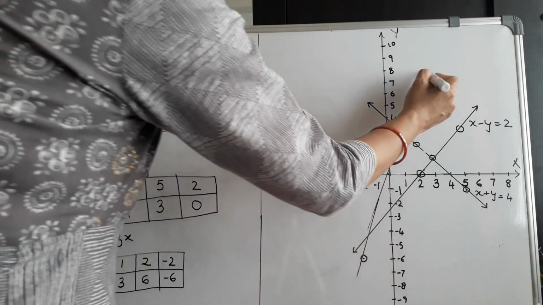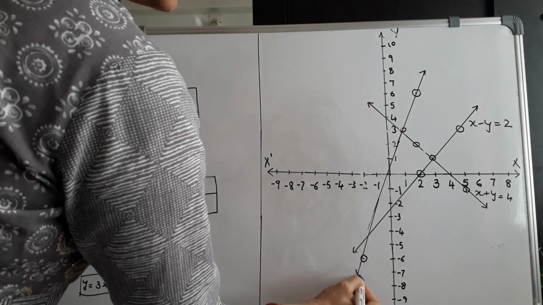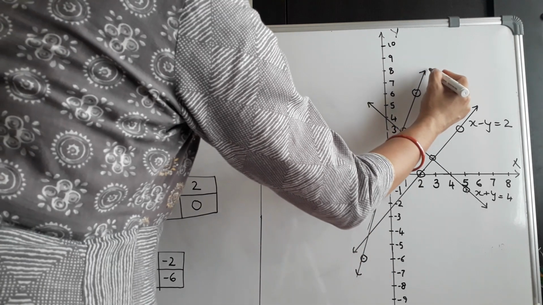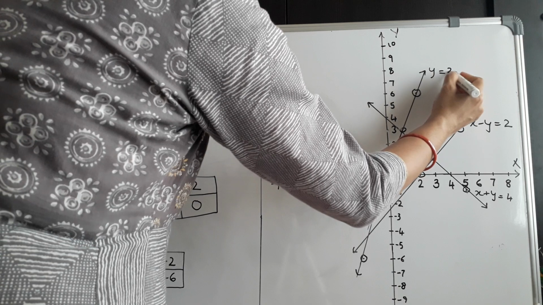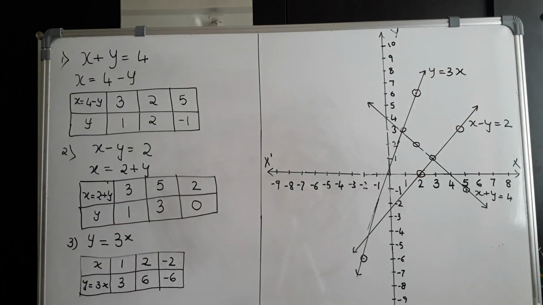So, this line represents the equation y equal to 3x. So I hope the things are clear to you.